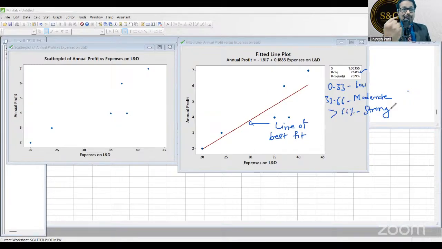The moment R square value is greater than 66%, it shows a very healthy, strong relationship. So it's a proof, it's a validation that this is a critical X for our Y. Are you clear? In this case, the R square value is 76.8. It shows that the L&D expenses is a very important factor impacting our profit. This is one of the conclusions over here. Is everybody clear? Just type yes in the chat box. Clear up to here? Super clear.